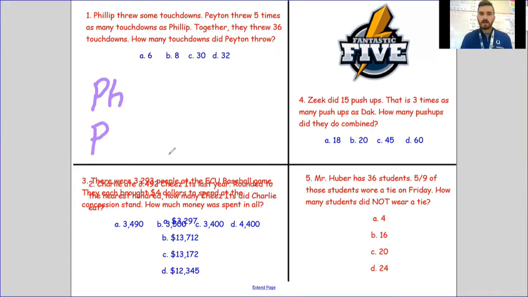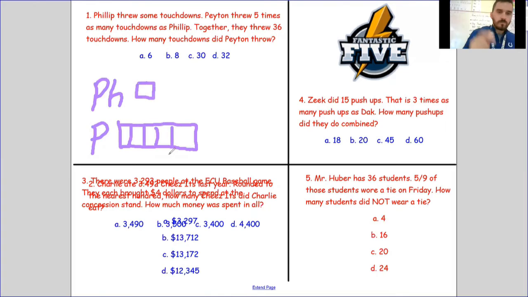And then we got to know where our boxes are going. Well, if it says Peyton threw 5 times as many touchdowns as Philip, that means Peyton's going to get the 5 boxes. 1, 2, 3, 4, 5. And then Philip automatically gets 1. All right, so we're pretty good at this part, just getting the picture. Now you just got to use the information that it gives you.